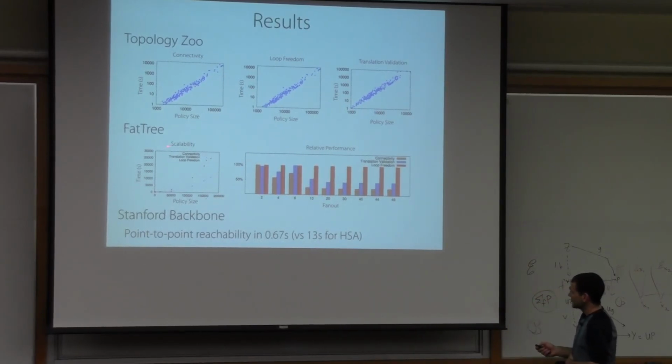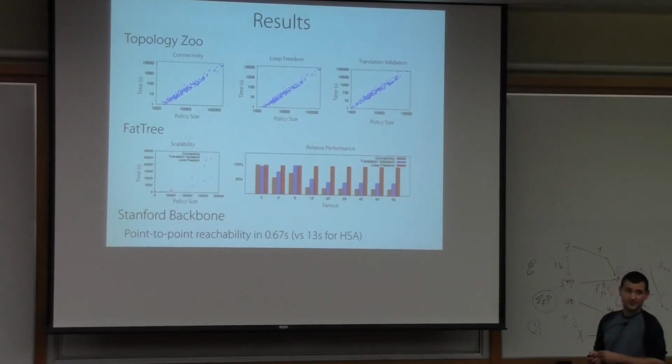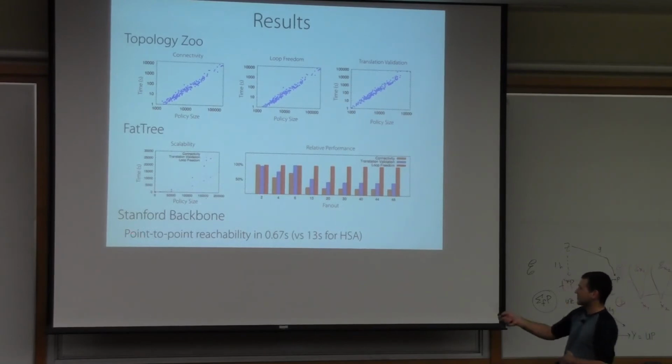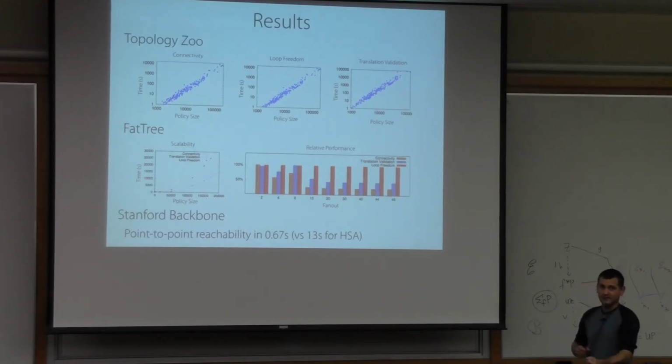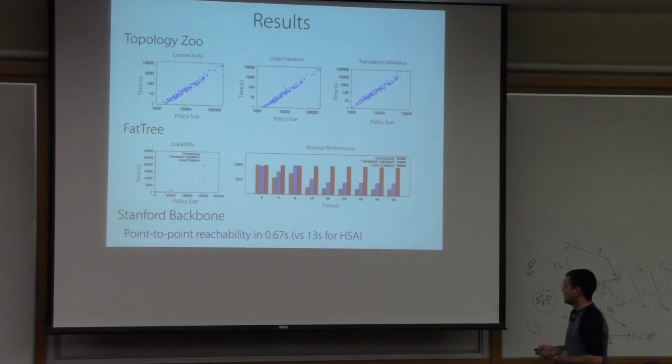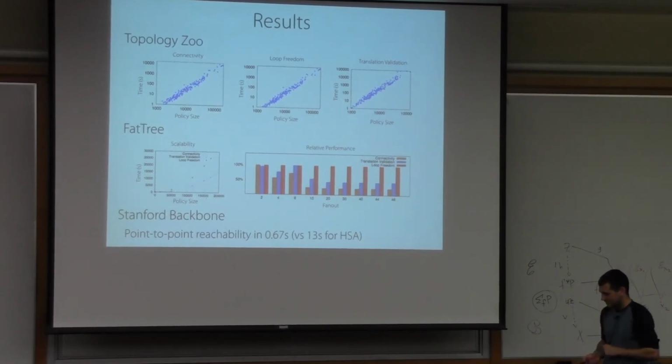But the thing to notice is up to policies in the 100,000 ballpark, we can do verification of things like all pairs connectivity in tens of minutes or low number of hours. Similarly for things like loop freedom, and translation validation is a little bit more expensive, but that also does complete eventually. And the other point I want to draw your attention to, we also did some scalability experiments on the fat tree, and we looked at the relative costs of verifying connectivity versus loop freedom versus translation validation.